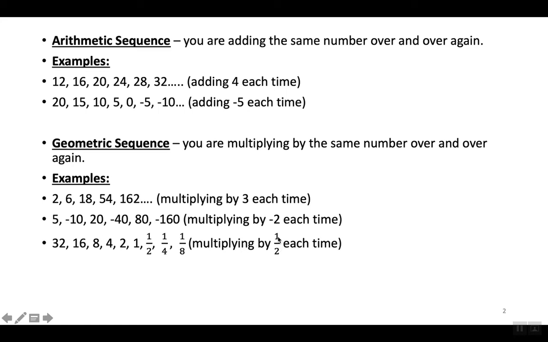Si hay un 1 arriba de la fracción, es lo mismo que dividir por el número que está abajo en el denominador. Así que en este caso, multiplicar por 1 sobre 2 es igual que dividir por 2. 32 dividido por 2 es 16. 16 dividido por 2 es 8. 8 dividido por 2 es 4, etc. Y sigue y se convierte en fracciones que voy a explicar más en uno de los ejemplos que vienen.